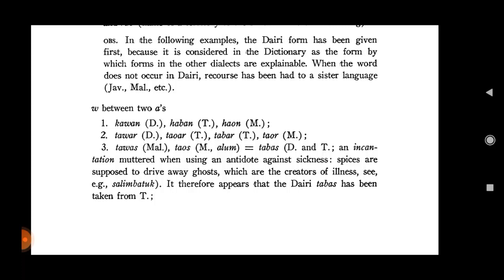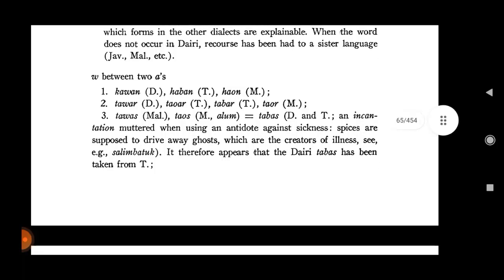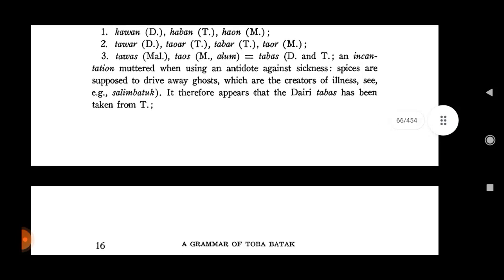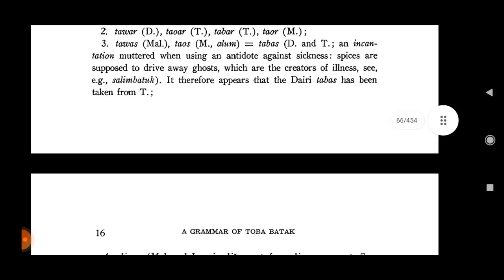W between two vowels. Kawan Dairi, Haban Dairi, Haun Mentawai. Tawag Dairi, tabak Dairi, tawag Mentawai. Tawas Malay, tawas Mentawai, alum. Tabas Dairi, an incantation muttered when using an antidote against sickness. Spices are supposed to drive away ghosts, which are the creators of illness. See against Salim Batuk. It therefore appears that the Dairi tabas has been taken from Malay.